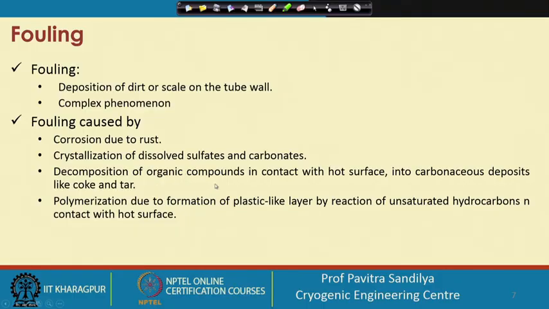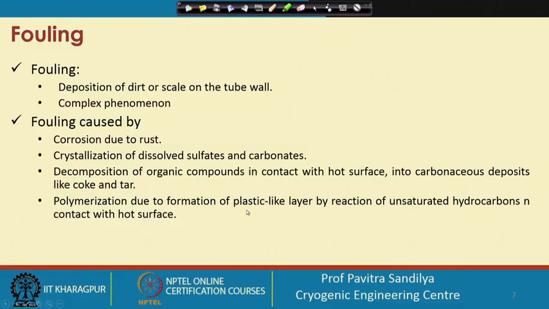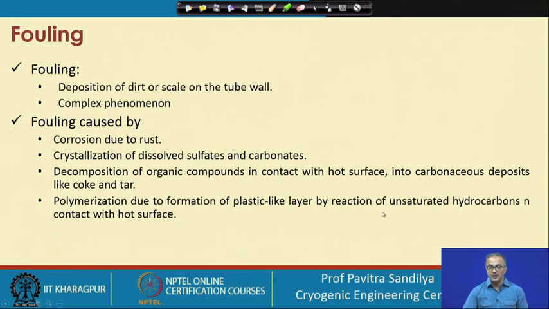Then we may have decomposition of the organic compounds when they come in contact with the hot surface, and they convert into some carbonaceous deposits like coke or tar. Or there could be some polymerization reactions which will give rise to some kind of plastic layer, from unsaturated hydrocarbons on the hot surface. So this plastic-like layer is very difficult to remove, but it will increase the resistance to the heat transfer.